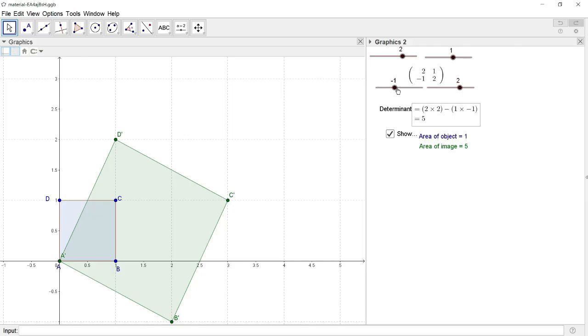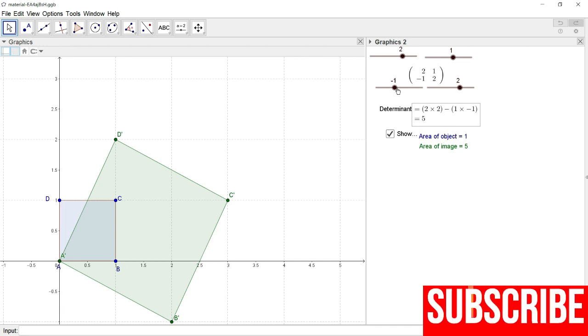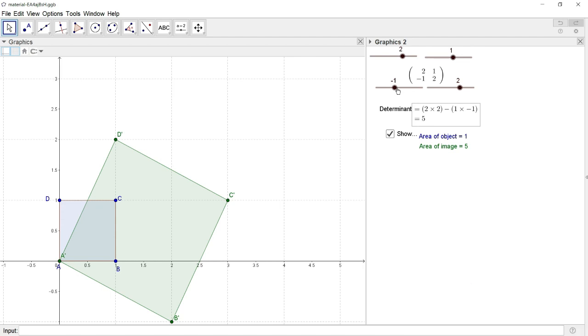Here ABCD is a square of unit edge. It means that its area is also one square unit. And the points A, B, C, D are shown with blue color. A prime, B prime, C prime, D prime is its image, that is the transformed square after multiplication of each of its vertices by a given matrix. The points A prime, B prime, C prime and D prime are shown with green color.